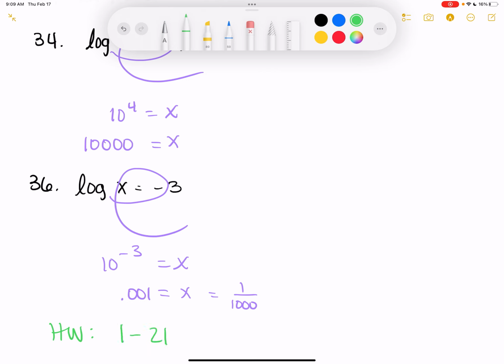1 through 21, every other odd. And then 25 through 35 odd.